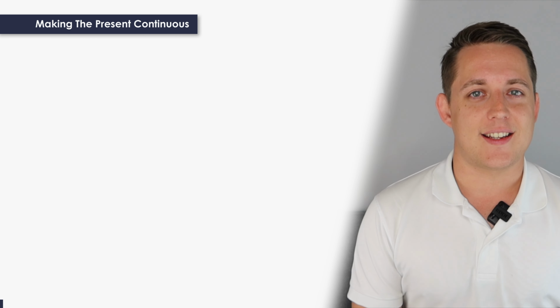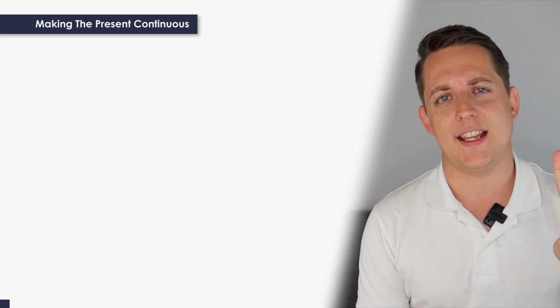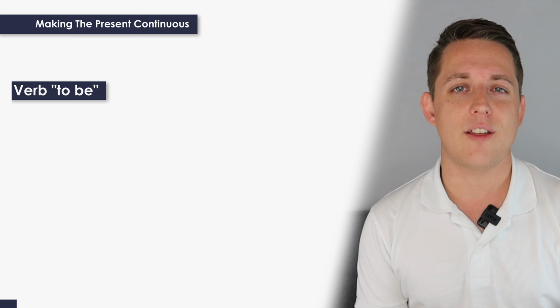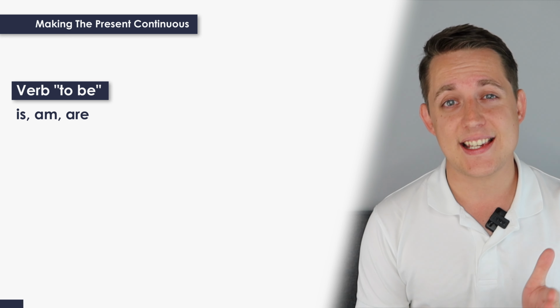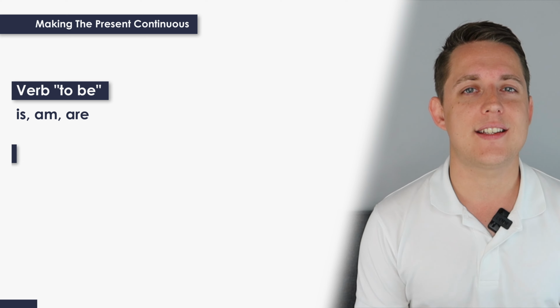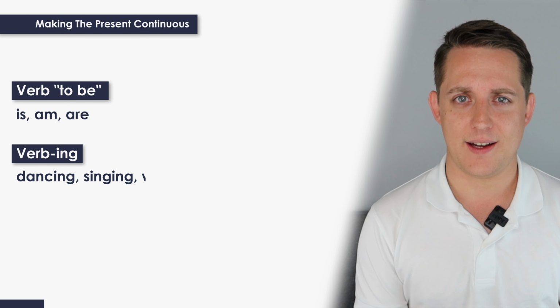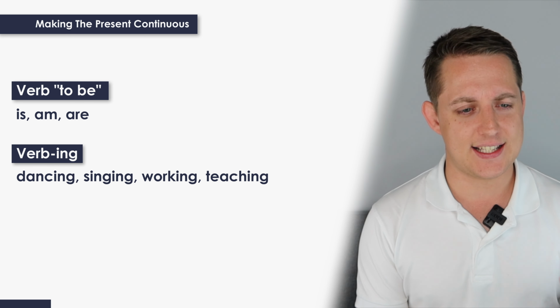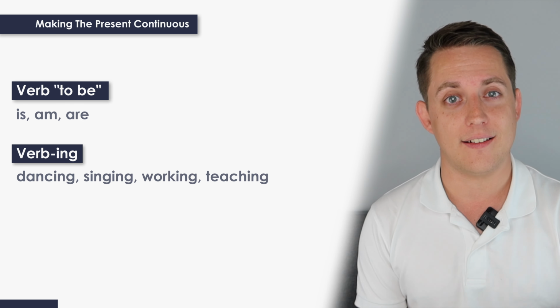To make the present continuous, you need two things. First, you need the verb to be. That's is, am, or are. Second, you need a verb ing. Maybe it's dancing, singing, working, or teaching.